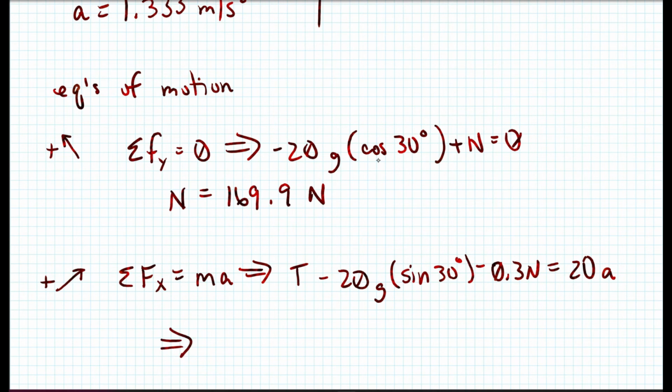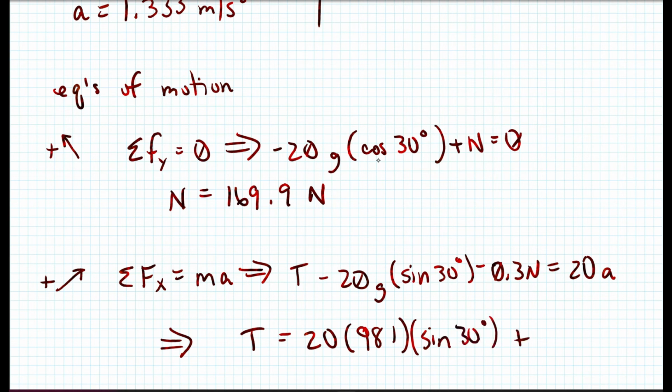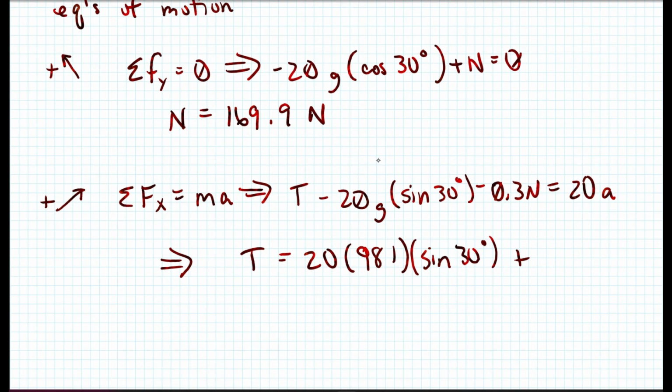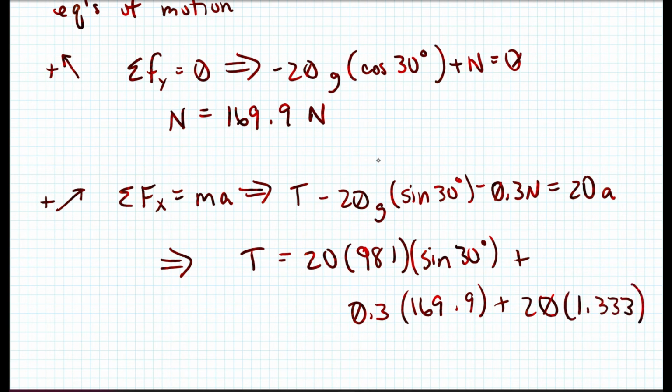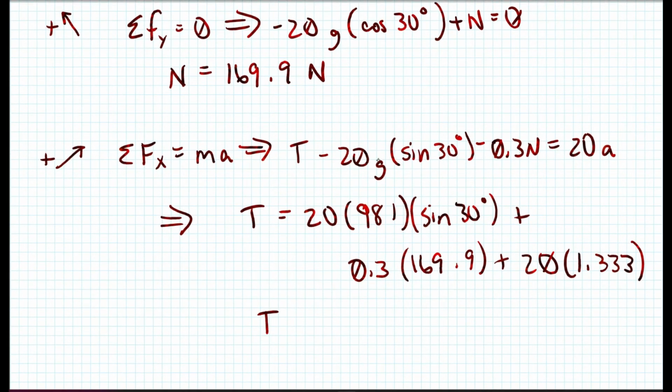Alright, and then we go to T is equal to 20 times 9.81 times the sine of 30 plus, I'll just take it down here a little bit, 0.3 times 169.9 plus 20 times 1.333. Alright, and then lastly, T comes out to be 176 newtons.